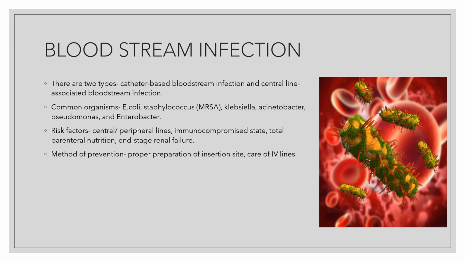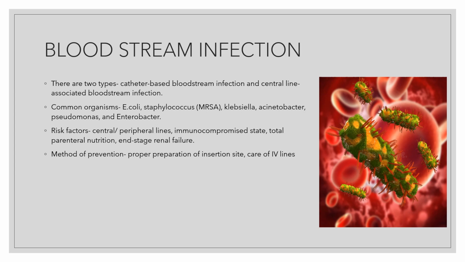So there are two types of bloodstream infections. One is catheter based bloodstream infection, and the second is central line associated bloodstream infection. The common pathogens associated with bloodstream infections are E. coli, Staphylococcus, that is MRSA, methicillin resistant Staphylococcus aureus, Klebsiella, Pseudomonas, Acinetobacter, and Enterobacter.